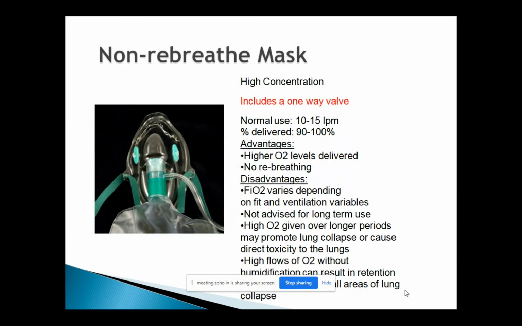This is called a non-rebreathe mask. This is another type of variable oxygen delivery system. Obviously, you might have seen this again. The only difference between the one I showed before and the one now is that you have two little green valves on both sides of the mask.